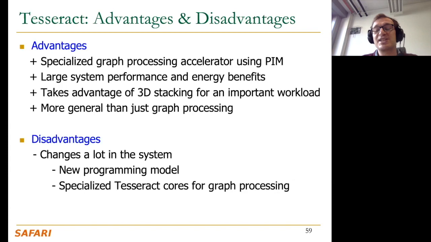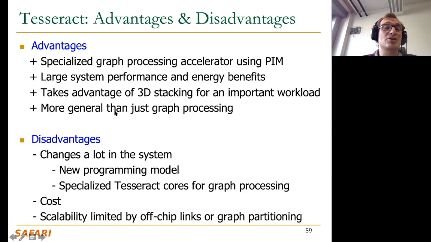Cost could be an issue, right, clearly. How do you actually build a large cube-based 3D stack-based system to accelerate these applications? And I think a big disadvantage or limitation is scalability is limited by off-chip links or graph partitioning. And that is true. And that's why a lot of future works actually targeted this. So you can actually do better than what we discussed.